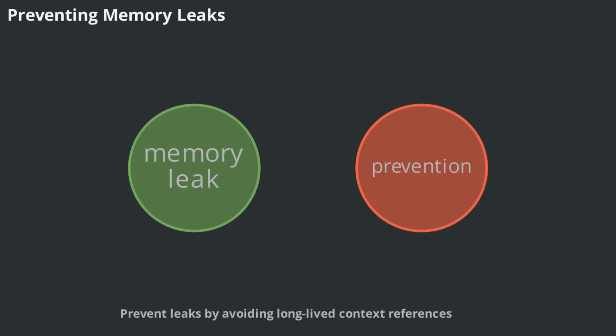Prevent leaks by avoiding long-lived context references, using weak reference for large objects, leveraging lifecycle-aware components like ViewModel and LiveData, and using tools like LeakCanary for real-time detection. These practices ensure efficient memory management and stable apps.